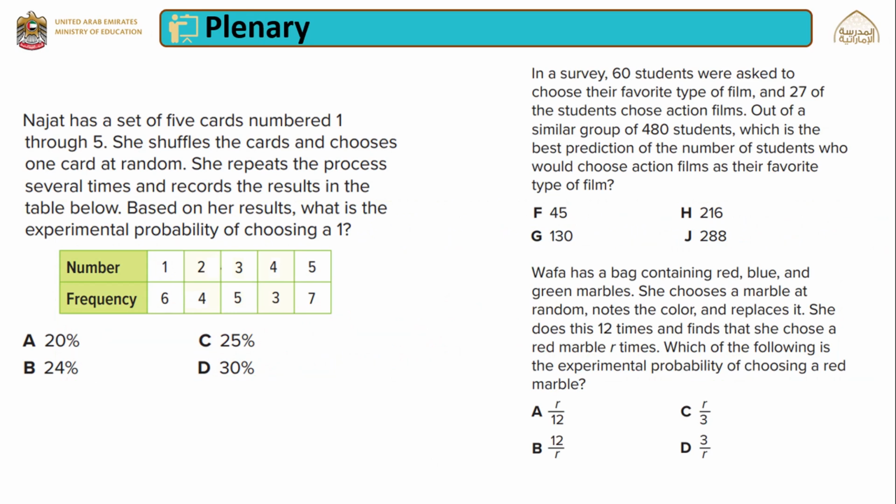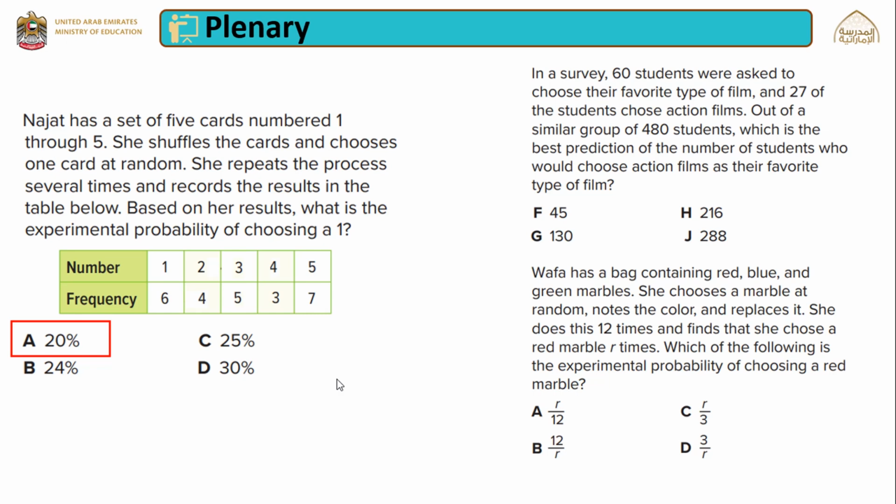Scenario. Najat has a set of 5 cards numbered 1 through 5. She shuffles the cards and chooses one card at random. She repeats the process several times and records the results in the table below. Based on her results, what is the experimental probability of choosing a 1? The frequency of 1 is 6, so the probability is 6 divided by the total, which is 6 plus 4 plus 5 plus 3 plus 7. So the probability is 20%.